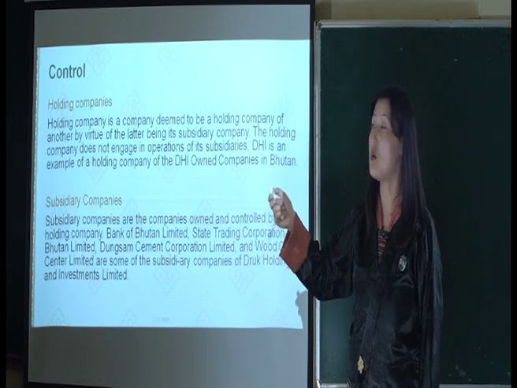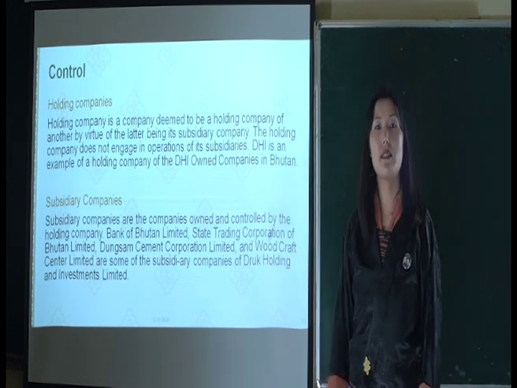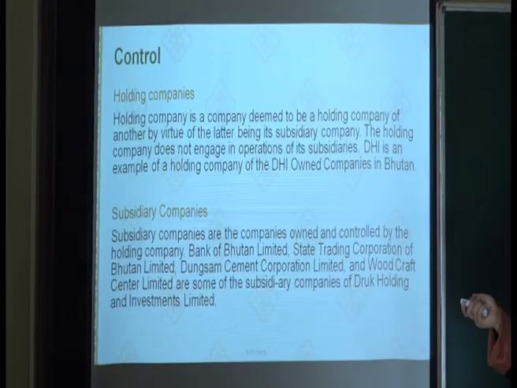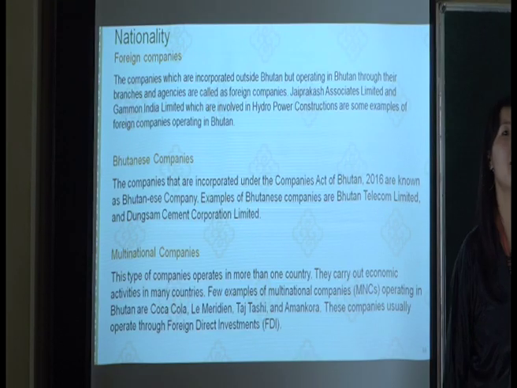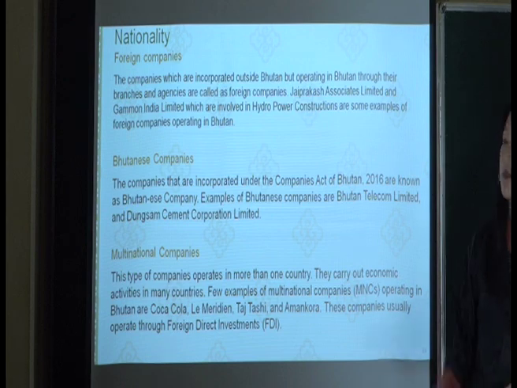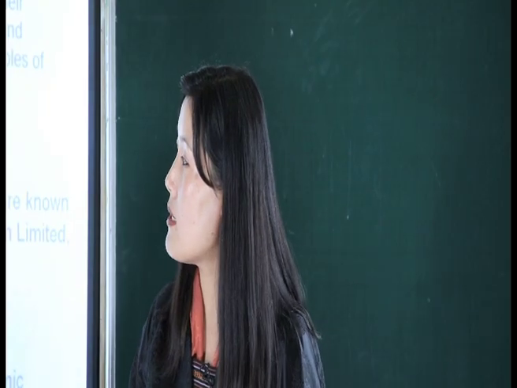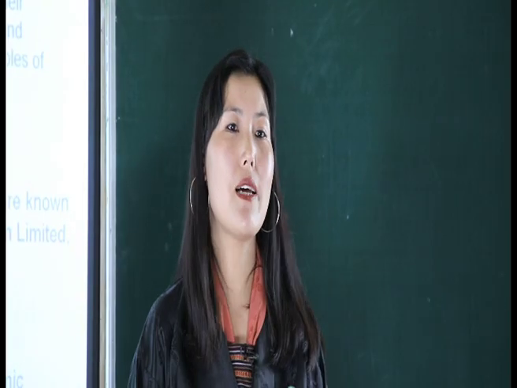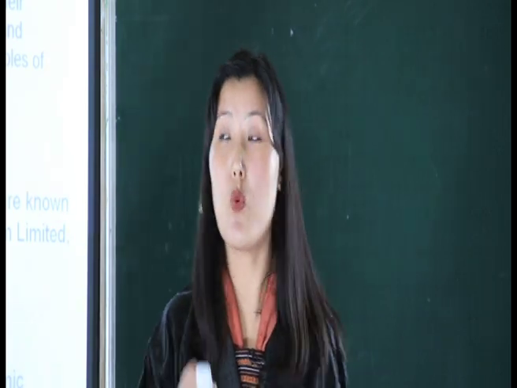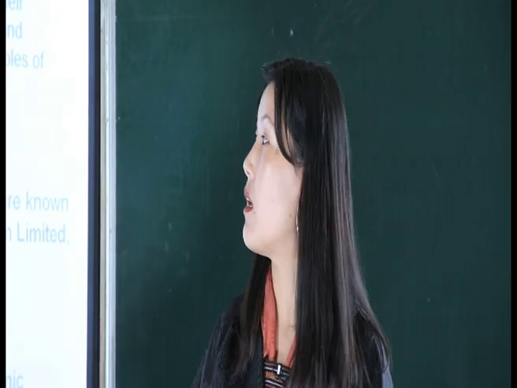Types of company based on control: holding company and subsidiary companies. Now, based on nationality, we again have three types. We have foreign companies, we have Business companies, and we have multinational companies. First, let's look at what foreign companies are.